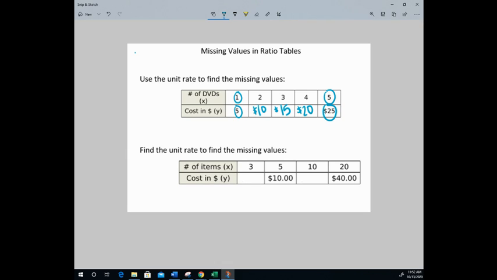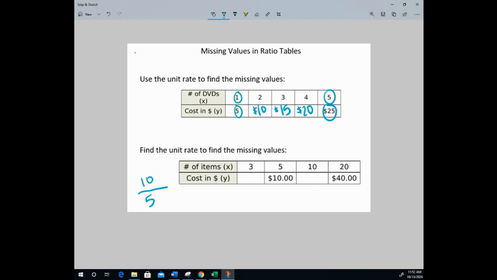So what we want to do, remember when we're finding the unit rate, we can set up a division problem or a fraction. Money always goes on top. So I'm going to put the $10 on top. And that's for 5 items. I'll put the 5 items on the bottom.